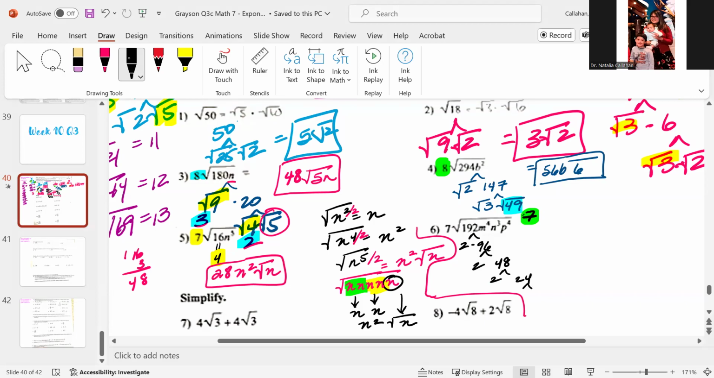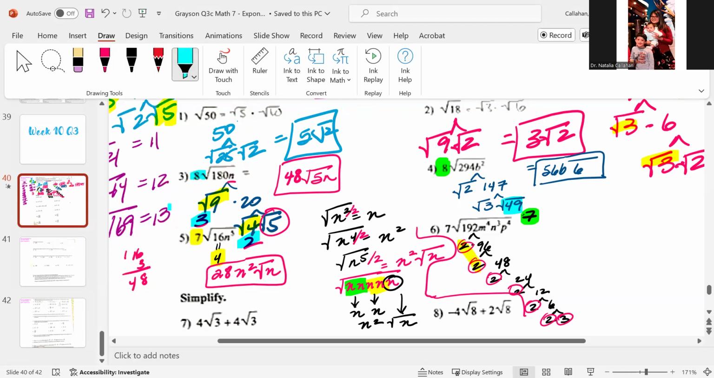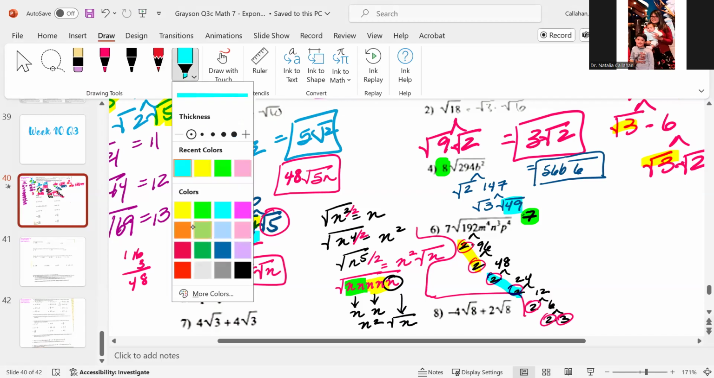2 and 24, right? 2 and 12. 2 and 6, right? 2 and 3. Do you see how if I just multiply all of these right here, 2 times 2 times 2 times 2 times 3, it'll give me 192? You need 2 of these to take a 2 out, right? A pair of them, correct? Because it's square root. If it's cube root, how many copies do you need to have? 3.